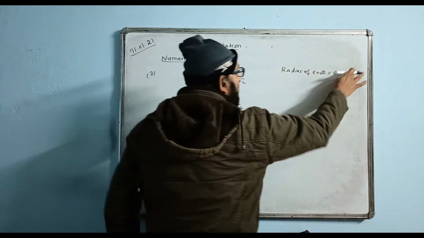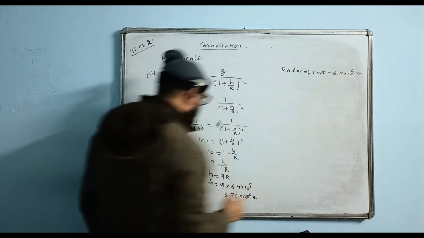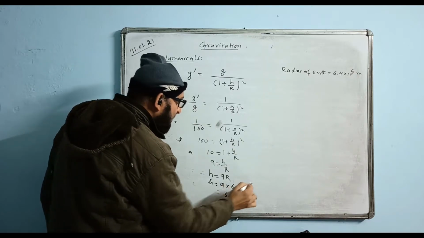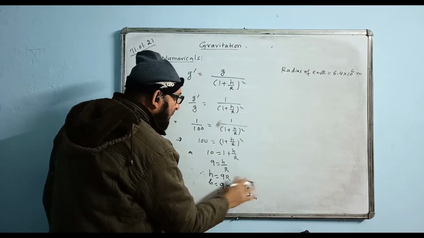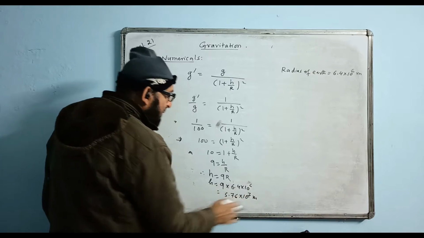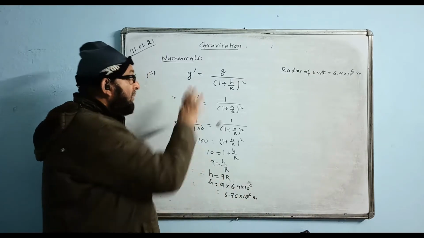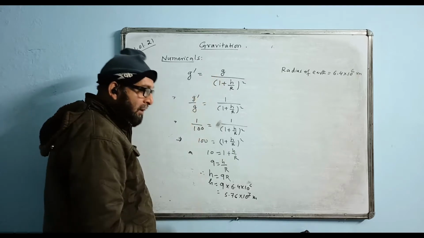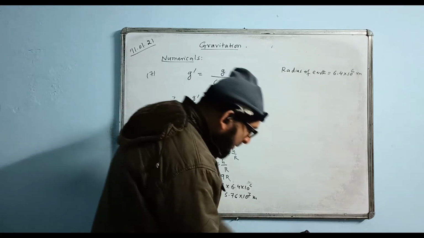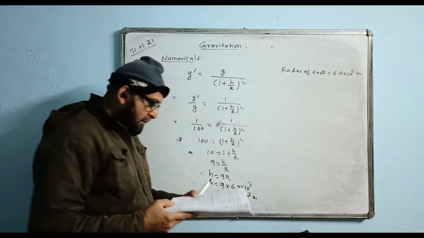Radius of the earth's value was given as 6.4 into 10 to the power 6, with a correction; this 10 to the power of 6 is given in the question. So you multiply this and the answer is this. That means at a height equal to 9 times the radius of the earth, the g value becomes 1%, that is 1 upon 100.